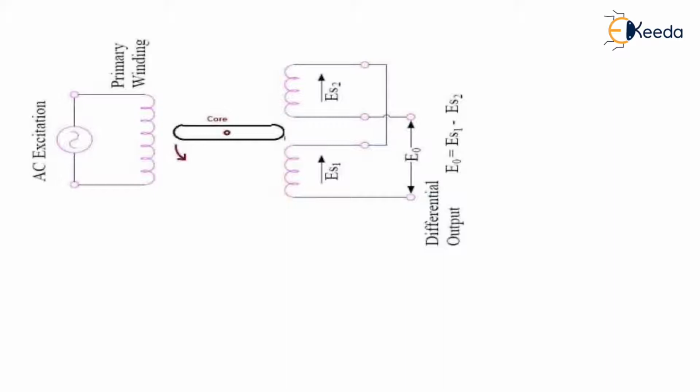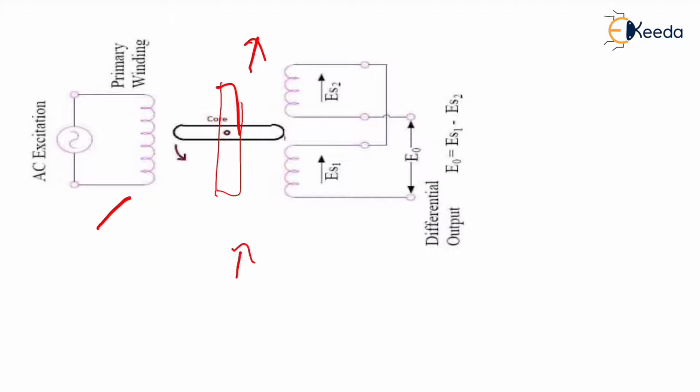Now this is the constructional diagram of the RVDT. We can say this is very similar to the LVDT. In LVDT also, there was a primary winding and a secondary winding, which was partitioned into two parts, ES1 and ES2. Now what is the difference between these two? In the LVDT, the core was placed like this, and the motion is from ES1 to ES2, which is related to the linear displacement.